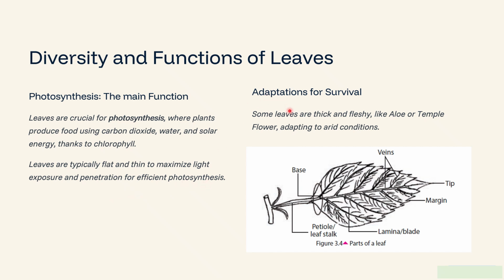Adaptations for survival. Some leaves are thick and fleshy like aloe or temple flower, adapting to arid conditions. You can see the parts of the leaves: base, petiole or leaf stalk, lamina or blade, veins, tip and margin.